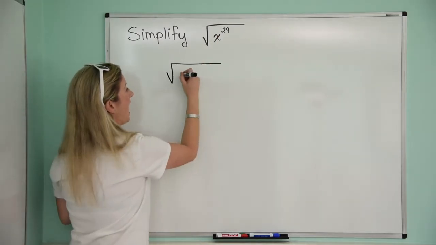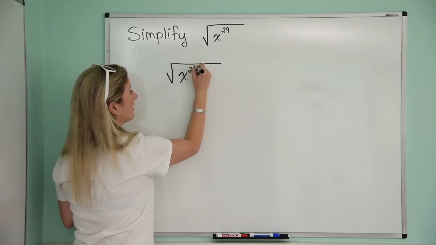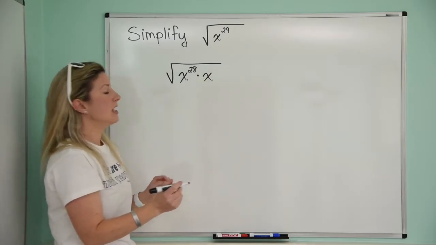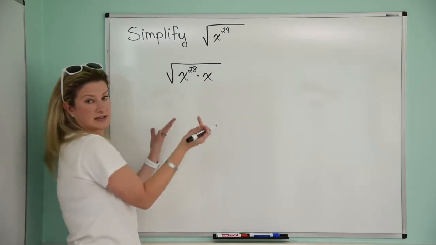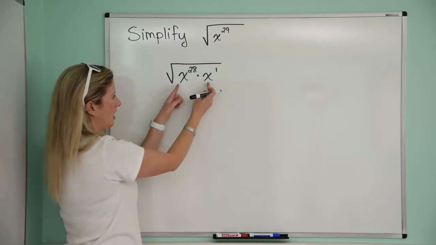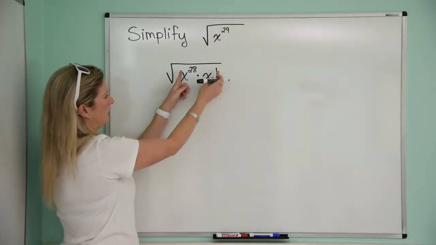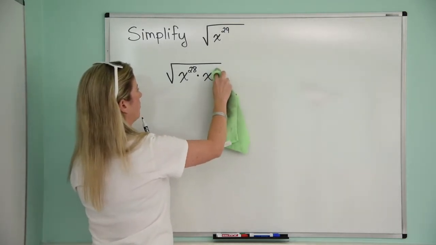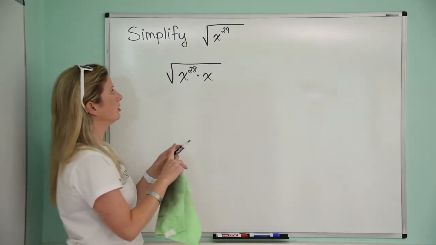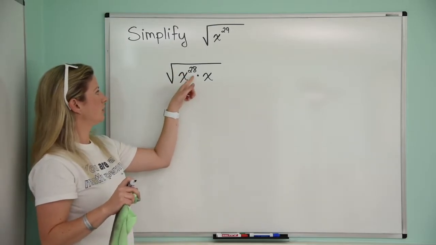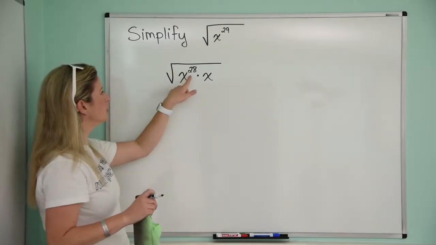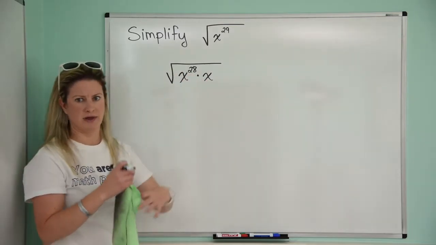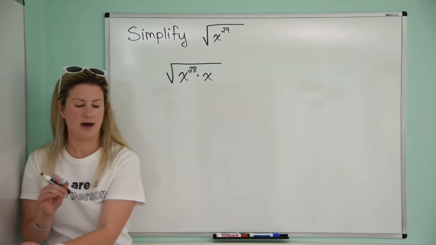All right? So in this case, because it's a square root, we want to see, can we write x to the 29th as x to the something that's even? And we could write x to the 29th as x to the 28th times x, right? Because x to the 28th times x is x to the 29th. Because remember, this is like there's a 1 here, and you remember the property where when we're multiplying, we add the exponents. So that's what we're trying to do here.